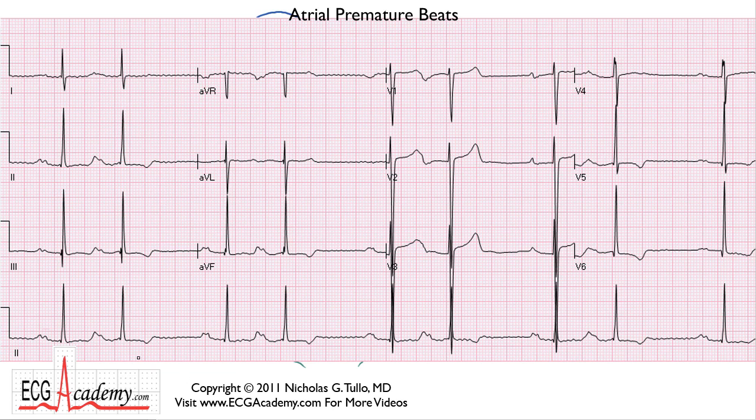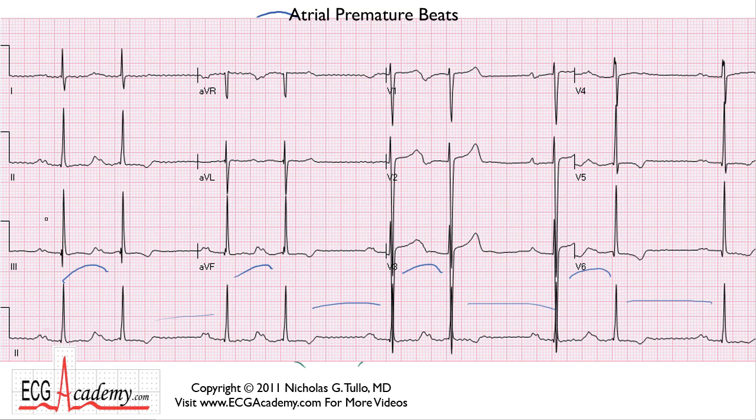And when you first look at this, you say, oh, I know what this is. I can see group beating. Here's a group of 2. And then there's a pause, and then a group of 2, and a pause. And I remember the whole group beating thing when we were talking about type 1 second-degree AV block. Yeah, this might be Wenckebach, right?